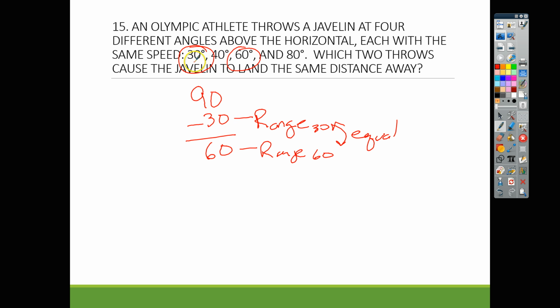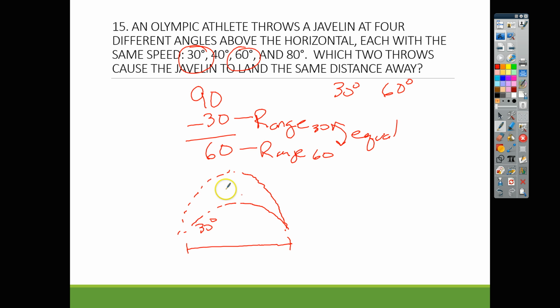If I take 40 and 30, that's 70. That's still not 90. 60 and 40 is 100. 80 and 30 is 110, so none of that would work. So the two throws would be the 30-degree throw and the 60-degree throw. Both of those would give the same range. Won't have the same path because one's going to go higher than the other. But this is 30. If I launched it at 60, it's going to go up higher, but it's not going to go as far as what you think.